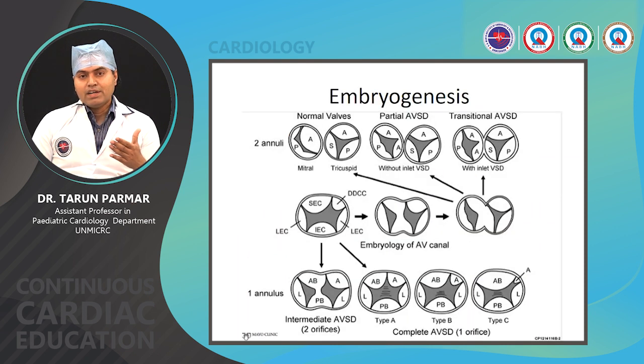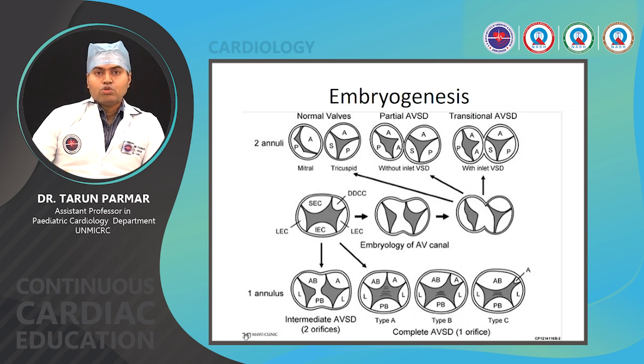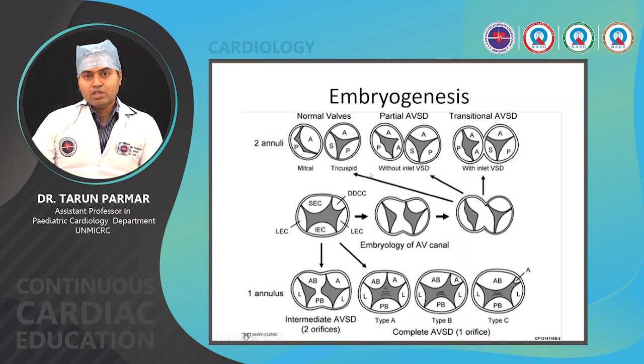It is said that every fetus is born with a complete form of canal, and then it will differentiate into the normal form. If there is a problem in the differentiation, then it will lead to the partial or complete AVSD. So here is a normal mitral orifice, and this is a normal tricuspid. It is normally trifoliate, and the mitral is normally bifoliate.